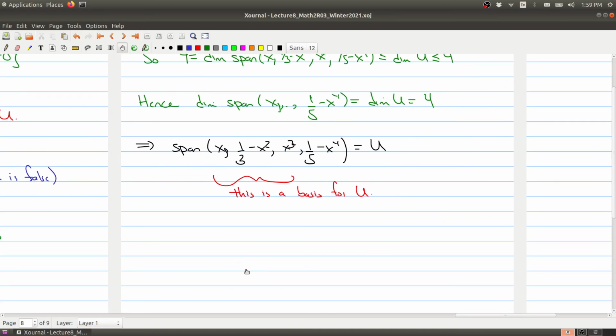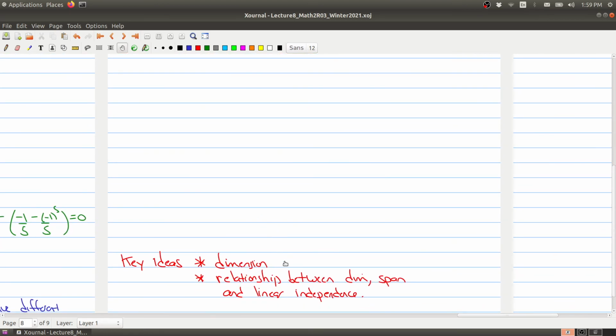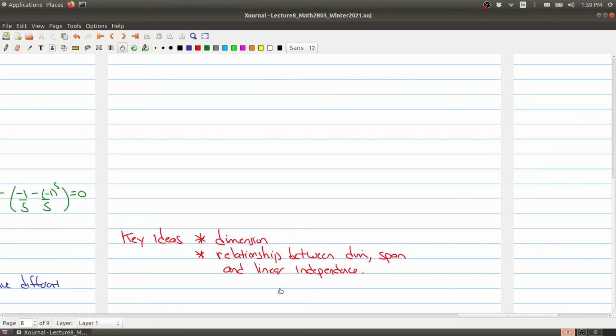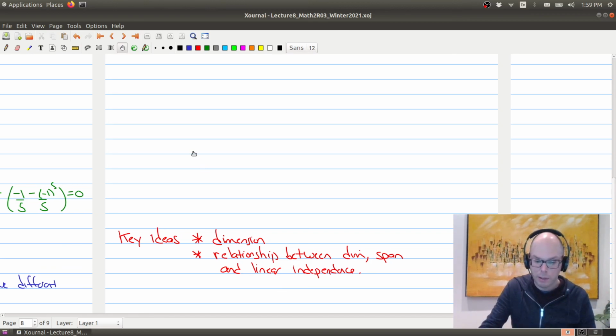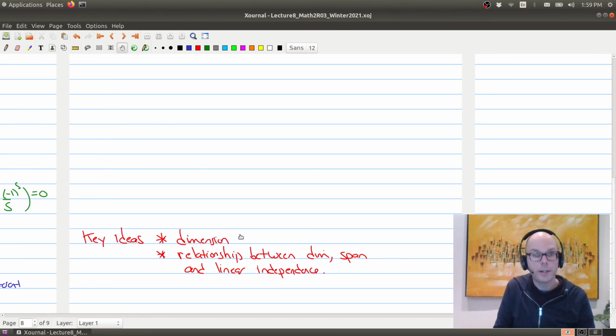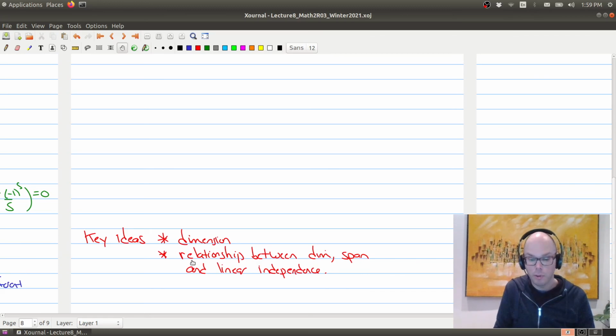Okay, so that is it for lecture 8 on dimension. So the key ideas here are: what is the dimension of a vector space, and then the relationship between dimension, span, and linear independence. If you know 2 of them, you actually get the third one for free. So you want to think of these 3 things as being linked. You know 2 of them, you know 3 of them.